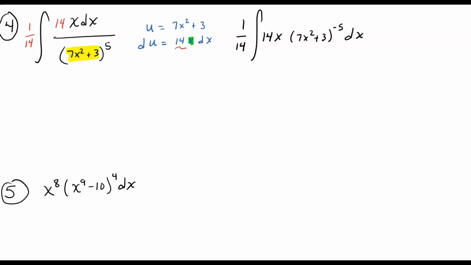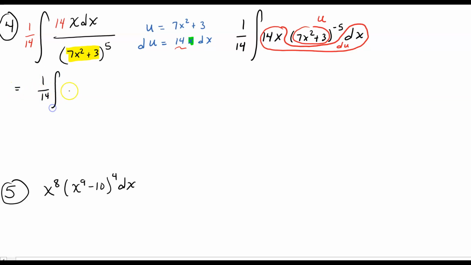Now I'm going to ring everything that's associated with my substitution method. So 14x dx, that right there represents my du, and this right here represents my u. So now I'm ready to write this. I'm going to have 1 over 14 on the outside, and on the inside I'm going to have u to the minus 5 du. And now I'm ready to integrate. What do I get? I get 1 over 14, and then I have u to the negative 5 plus 1, so that's negative 4, divided by negative 4.